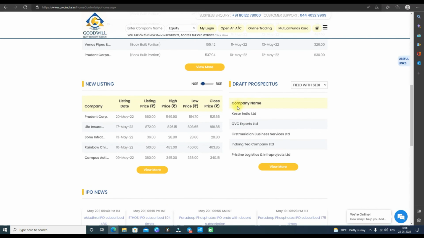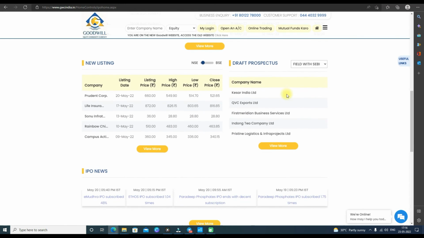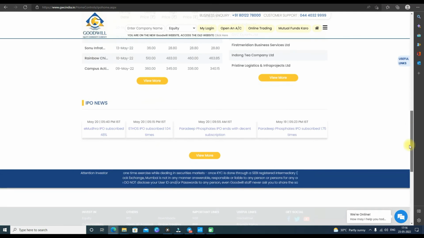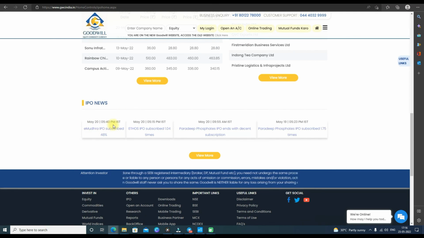And from here you can get some news regarding the prospectus of these companies. So basically, at the end we can see the news related to the IPO. Like here you can see the eMudra IPO subscribed by 48% and furthermore.